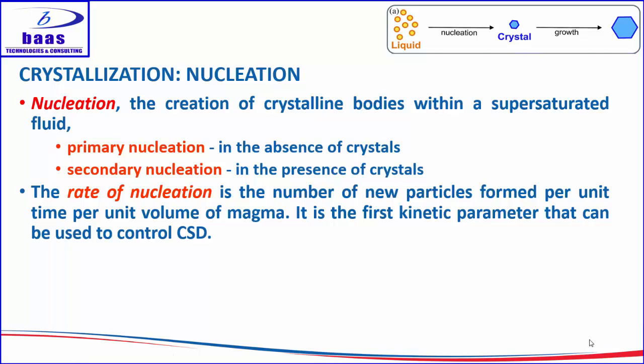Nucleation is the creation of crystalline bodies within a supersaturated fluid. It can be classified into two forms, being the primary nucleation, which occurs in the absence of crystals, and the secondary nucleation, which occurs in the presence of crystals. The rate of nucleation is the number of new particles formed per unit time, per unit volume of magma, or per unit volume of solids-free mother liquor. This quantity is the first kinetic parameter controlling the crystal size distribution.